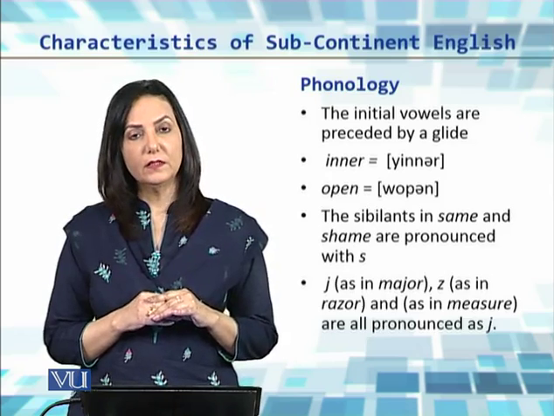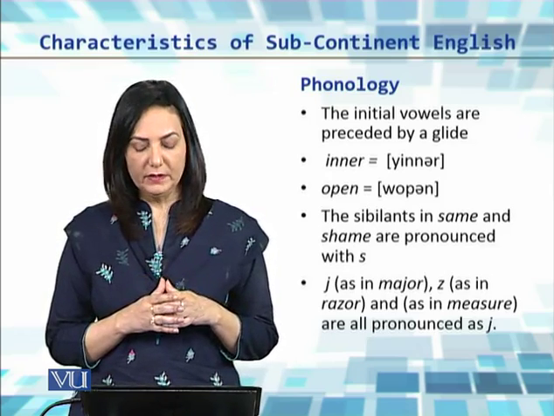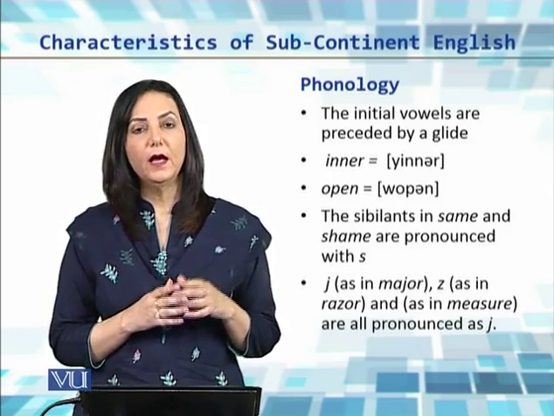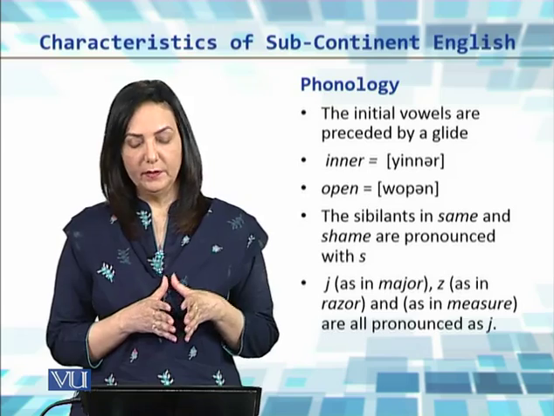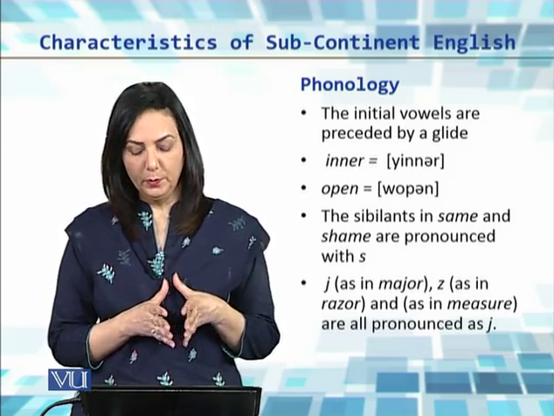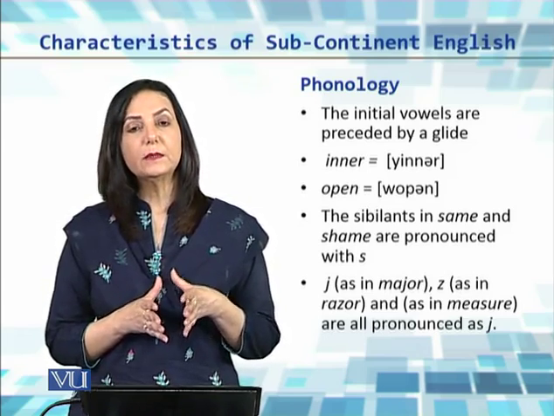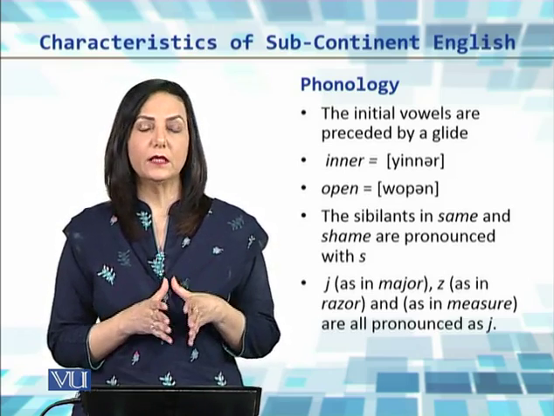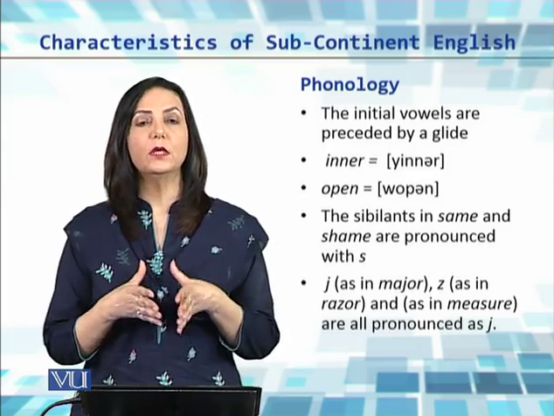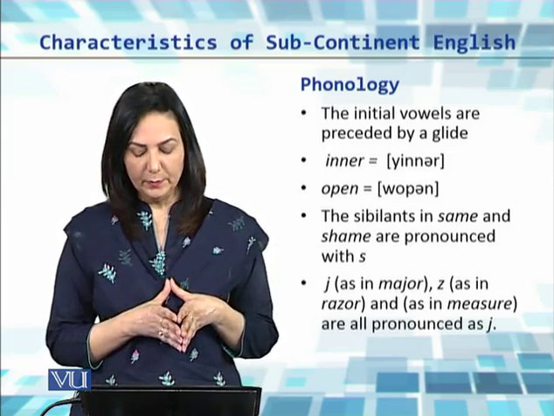The initial vowels in some varieties of the subcontinent are preceded by a glide. So inner will be yinner, above will be, open will be wopen. Similarly, the sibilants in same and shame are pronounced the same way with a sa sound. So shame is also same in some varieties of the subcontinent.